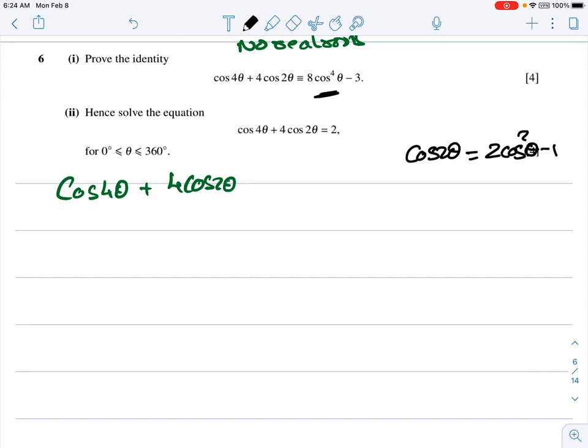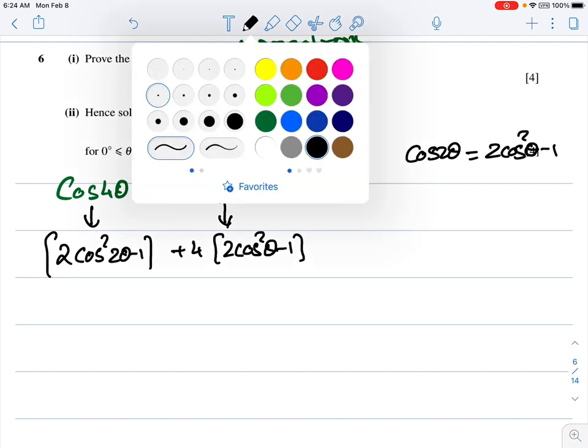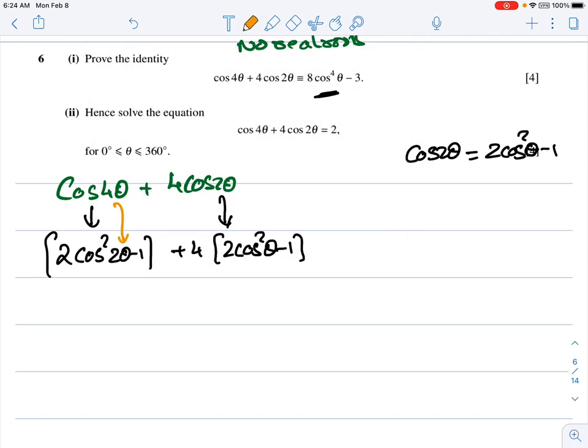So basically then cos 4 theta will become 2 cos square 2 theta minus 1 plus 4 times cos 2 theta, whose formula is 2 cos square theta minus 1. You can see that the angle becomes half: 4 theta becomes 2 theta, 2 theta becomes theta. Now again, cos 2 theta formula, 2 cos square theta minus 1, but still I have a whole square, so whole square minus 1 plus 8 cos square theta minus 4.